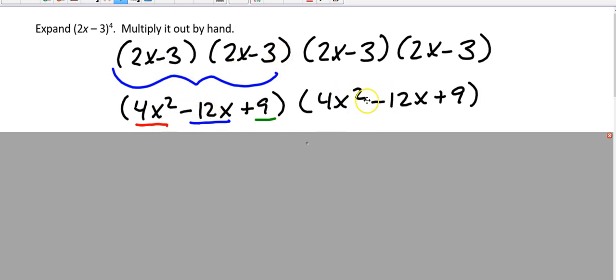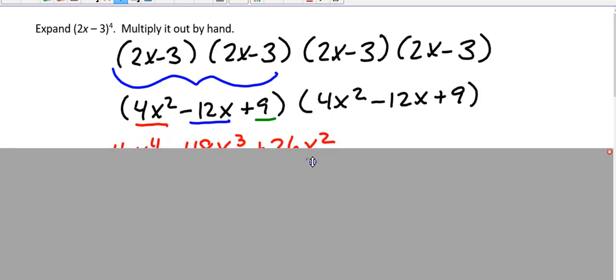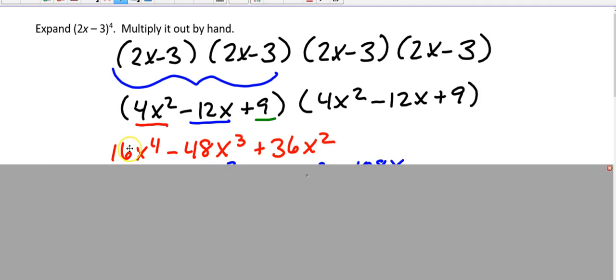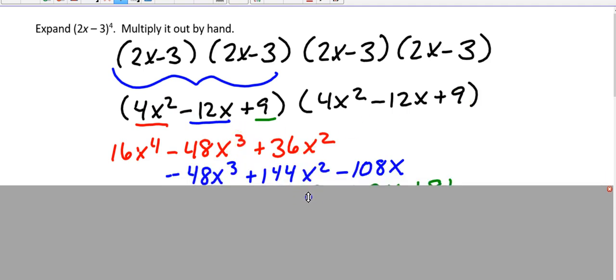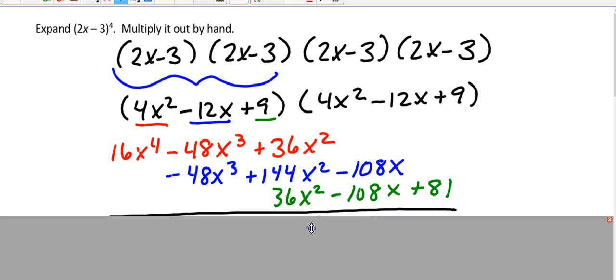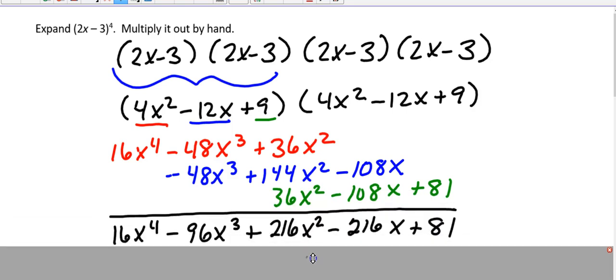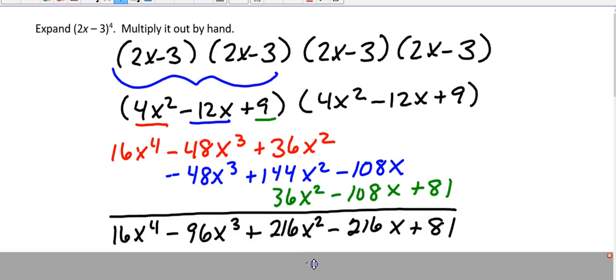So now I'm going to have two trinomials multiplied times each other. And what I'm going to do is first take the 4x squared times each term in the second trinomial. So 4x squared times 4x squared, 4x squared times negative 12x, 4x squared times 9. And these are the three terms I get. Then I'm going to do the same thing with negative 12x and with 9. And this is the polynomial I get.